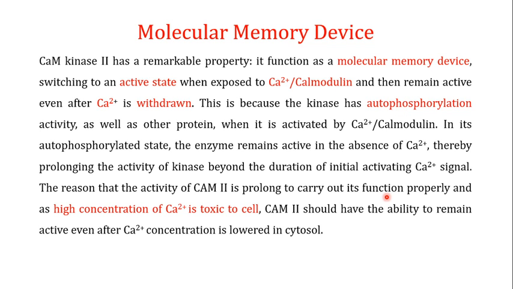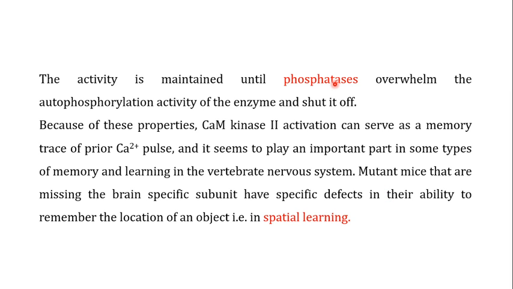Now when the activity of the CaM Kinase-II has been carried out, the activity is then diminished by the action of phosphatases, which remove the phosphate groups from the activated CaM Kinase-II. And if you remove the phosphate groups from the CaM Kinase-II, it is going to be inactive again. Because of these properties, the CaM Kinase-II activation can serve as a memory trace of the prior calcium pulse, as I've just told you, and it seems to play an important role in some types of memory and learning in the vertebrate nervous system.